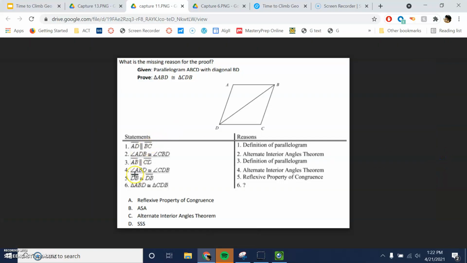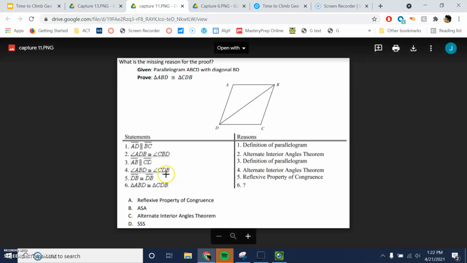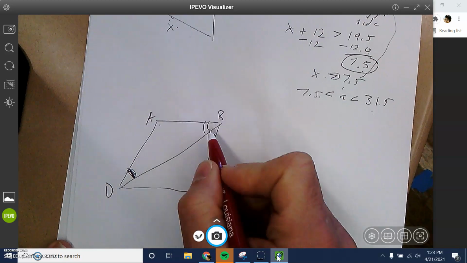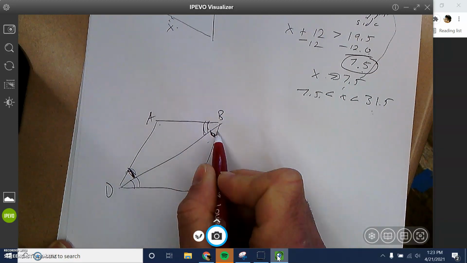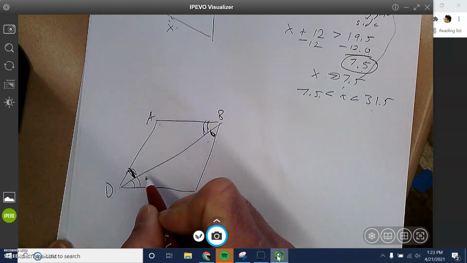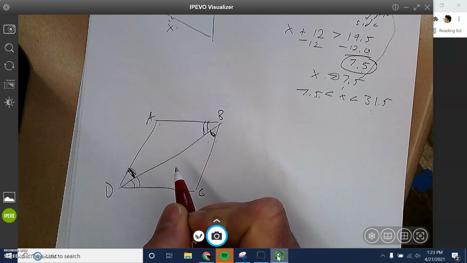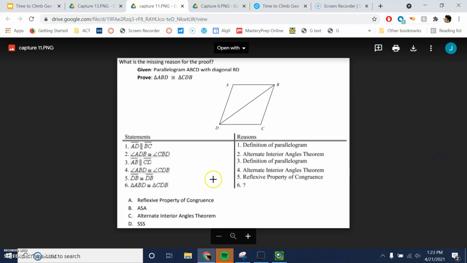Angle ABD is congruent to angle CDB, alternate interior angles also. Okay, so there it is. So ABD and CDB like this. So I'm putting two marks because it's not the same as the one mark. Okay, so I got angle and angle, angle. Okay, what else we got?